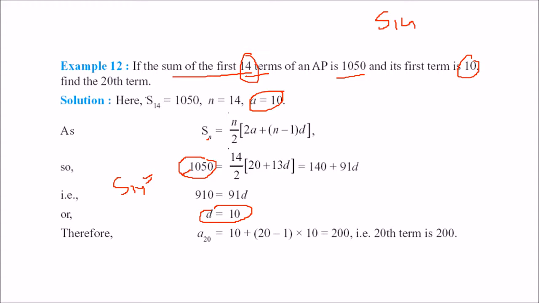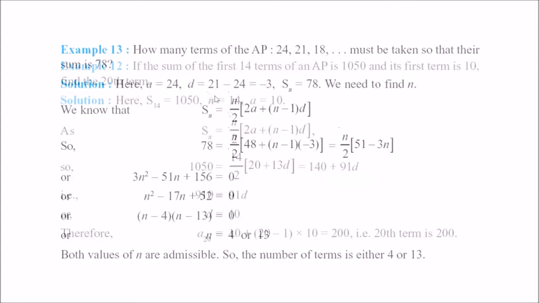Now we have to find what? We have to find the 20th term. So a20 will be equal to a plus (20 minus 1) into d. So a is known, 10, d we just found out as 10, just place it here. 20 minus 1 is 19d, so the answer would be 200.